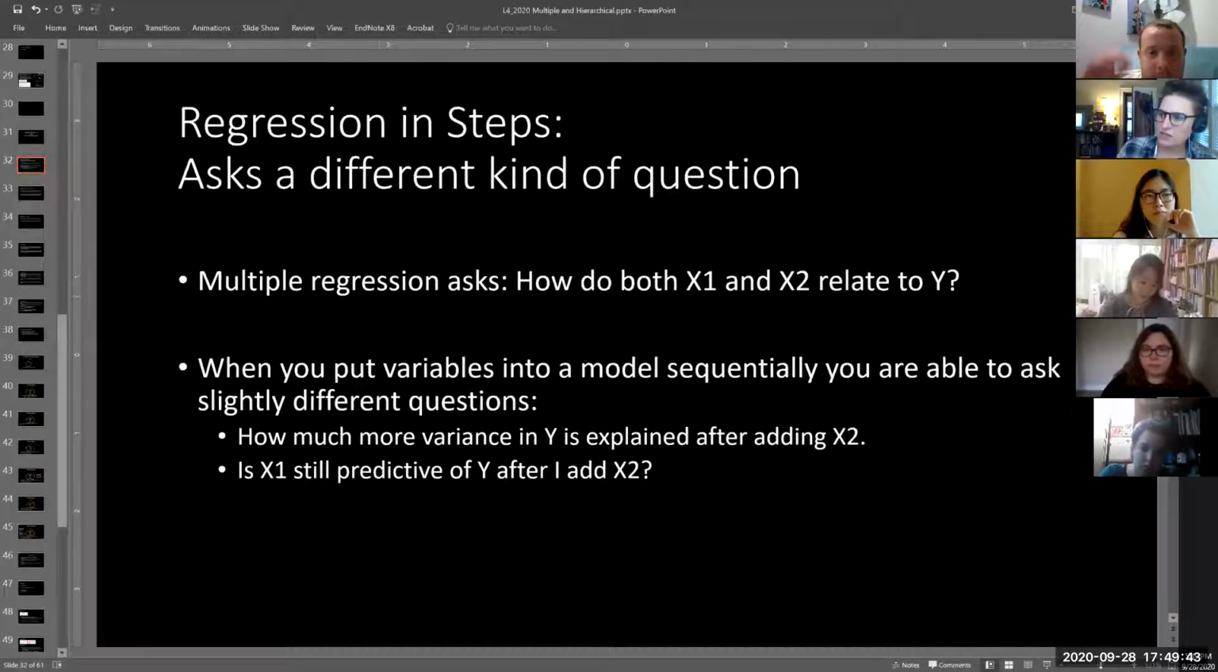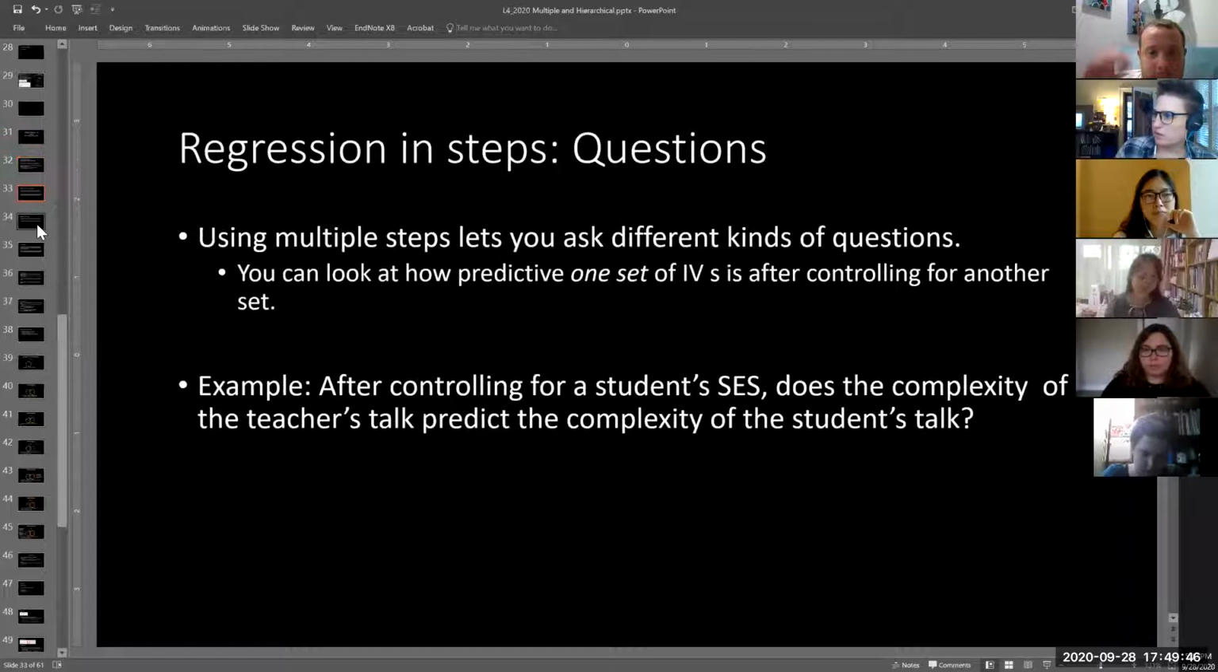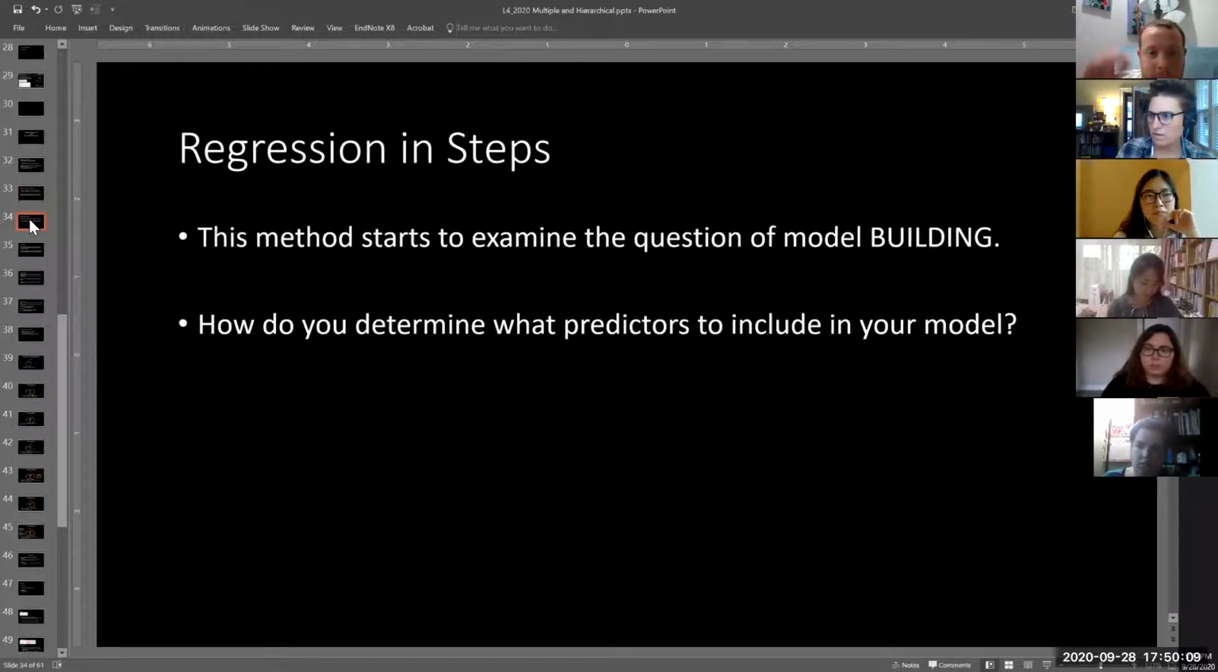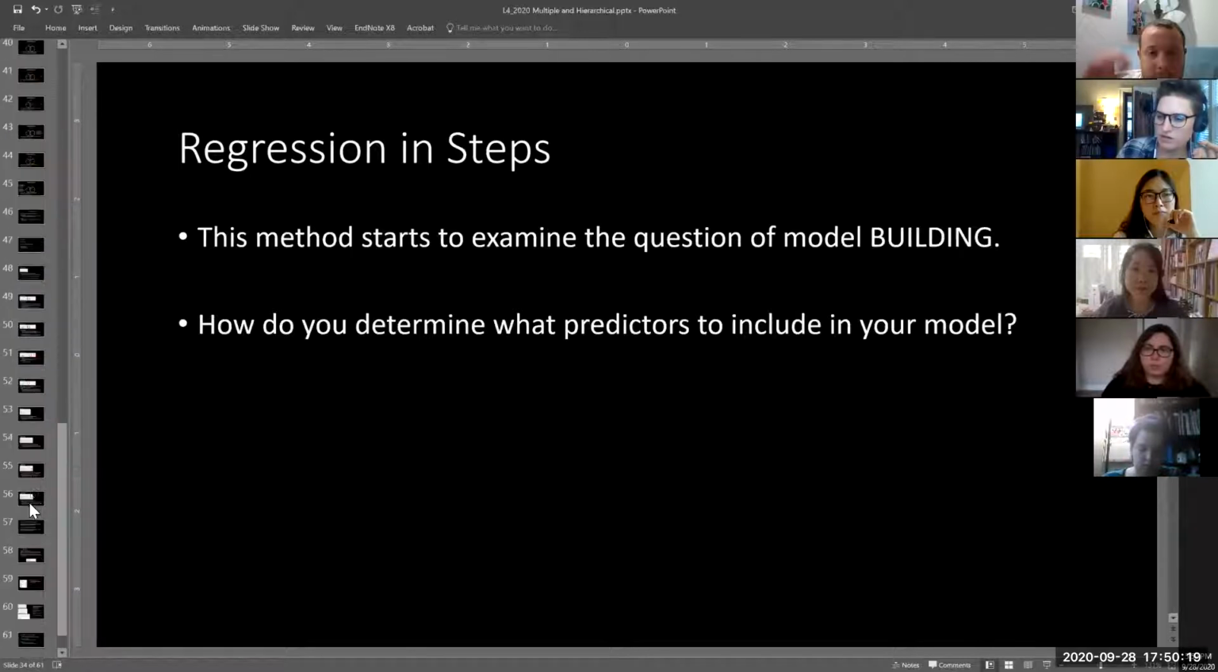I'm gonna skip through here a little bit. We're gonna use multiple questions. So if you've seen a question that's phrased like this, after I've controlled for student SES, does the complexity of teachers' talk predict the complexity of children's talk? In that way, we're building a model by saying, I'm gonna control for this, and then I'm gonna look at the relationship here. But I've completely changed my mind. I'm gonna do the rest of this later. We're gonna do this all at the beginning of next week.